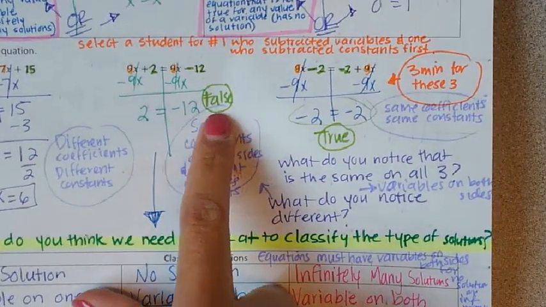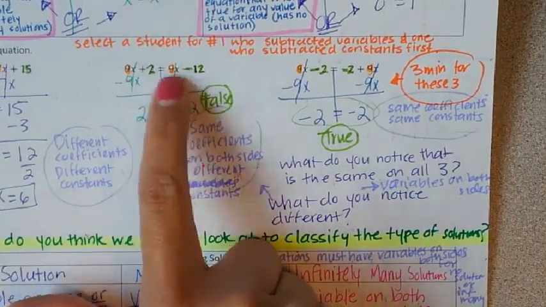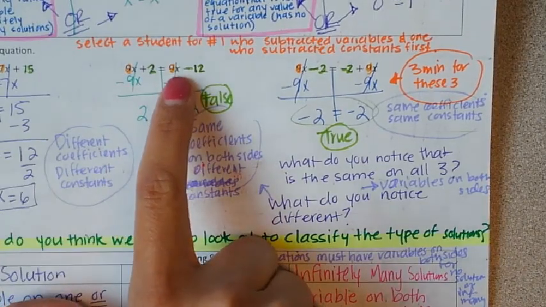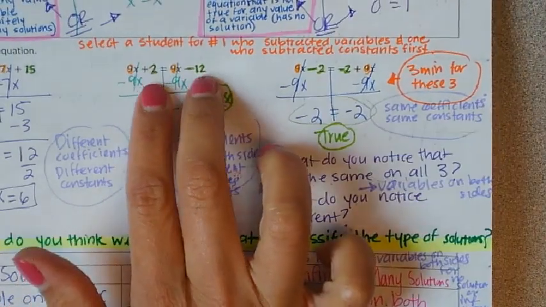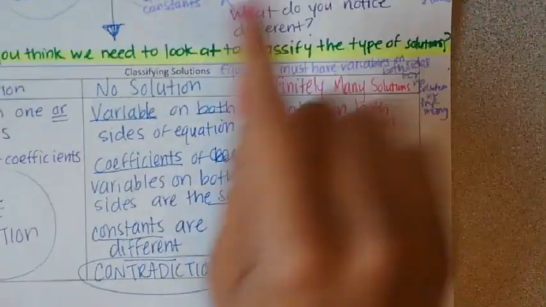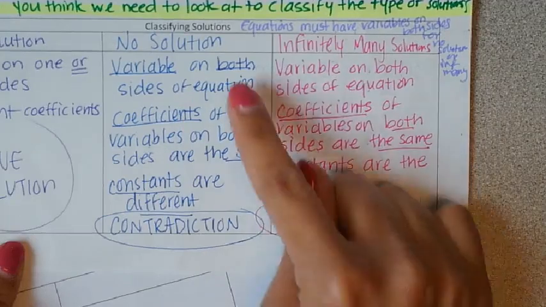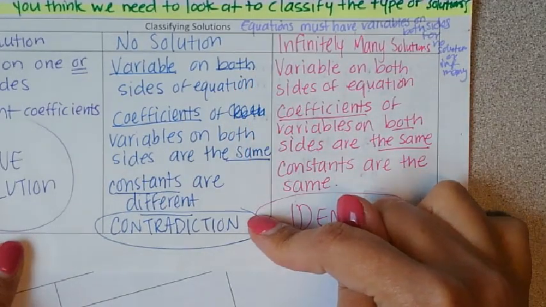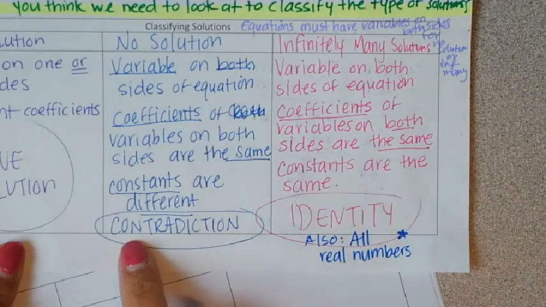When you get a false statement, when the coefficients of the variables are the same, in this case the 9s, but the constants are different, you get a false statement, that means that there is actually no solution. So we'll copy these notes from the board.